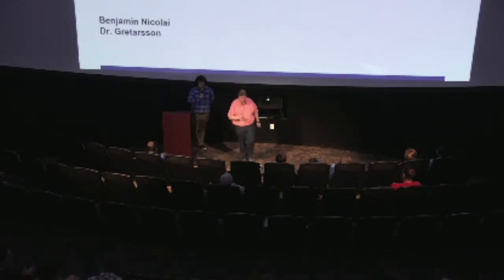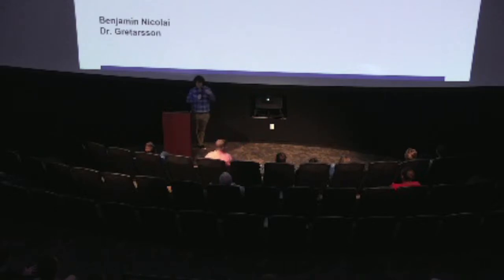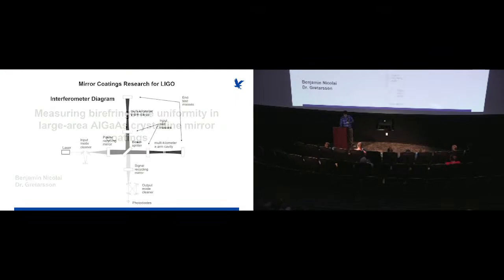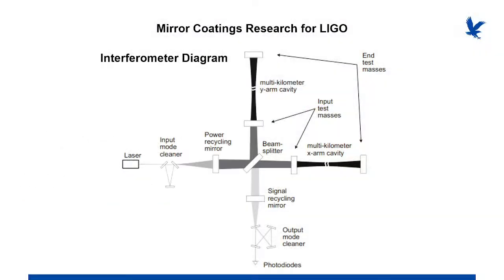Hello. I'm Benjamin Nikolai. I've been working with my professor, Dr. Grutterson, and this is my talk about birefringence uniformity in aluminum gallium arsenide crystalline coatings for LIGO. So I should probably explain a little about LIGO because that's where this project sort of starts. As previously talked about in one of the other presentations by Kenna, it's the Laser Interferometer Gravitational Wave Observatory.